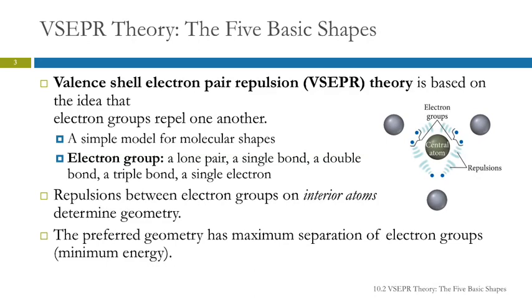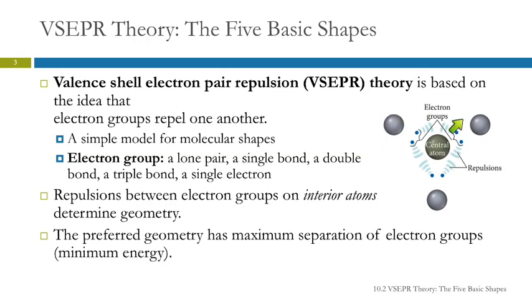right? So it's important that we get straight what we think of as an electron group. An electron group could be a lone pair of electrons. It could be a single bond, a double bond, a triple bond, or a single electron. So a group of electrons is not a pair of electrons, even though the name suggests that, electron pair repulsion. We need to think of them in terms of groups, okay? So the repulsions between electron groups on the interior or central atoms is what determines the geometry.